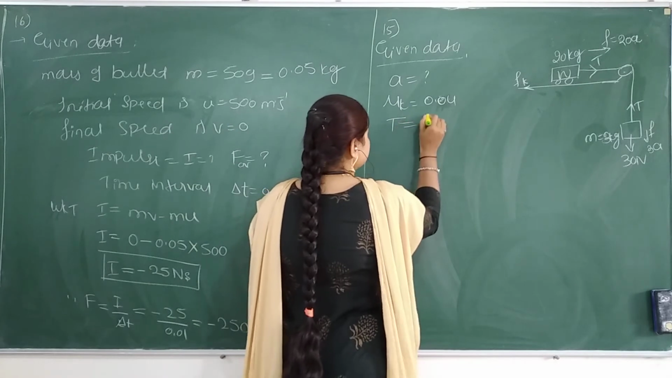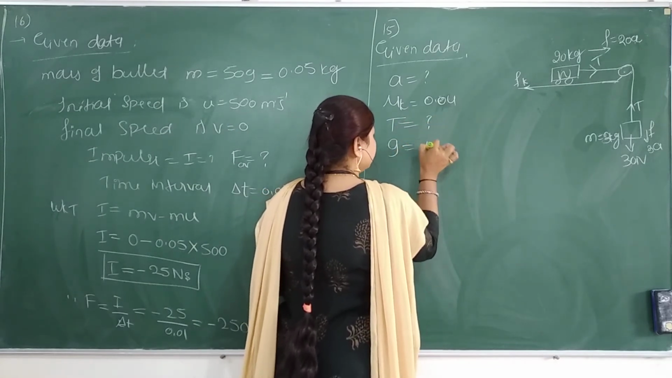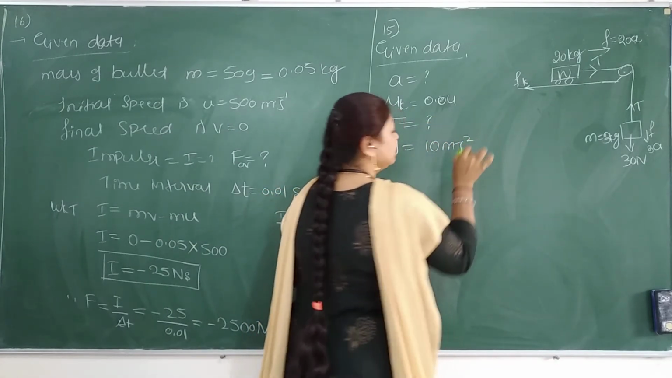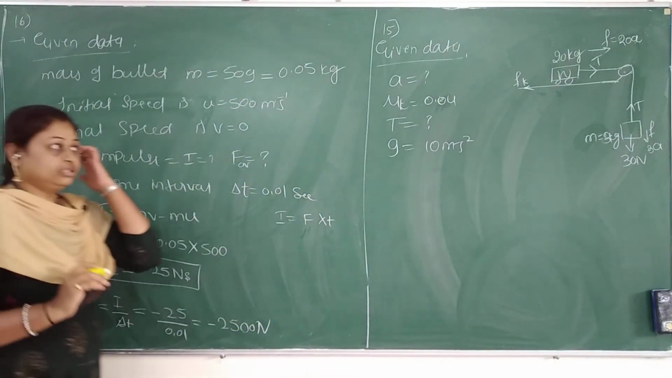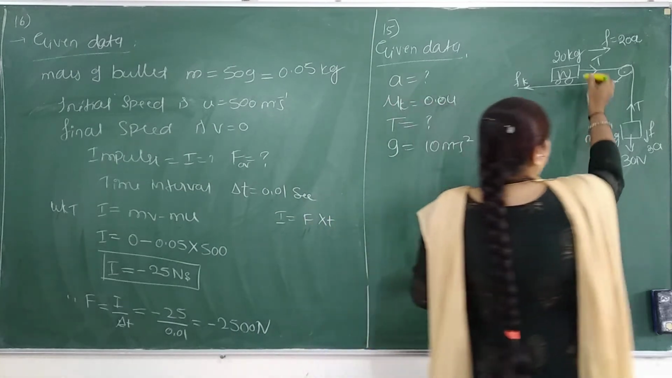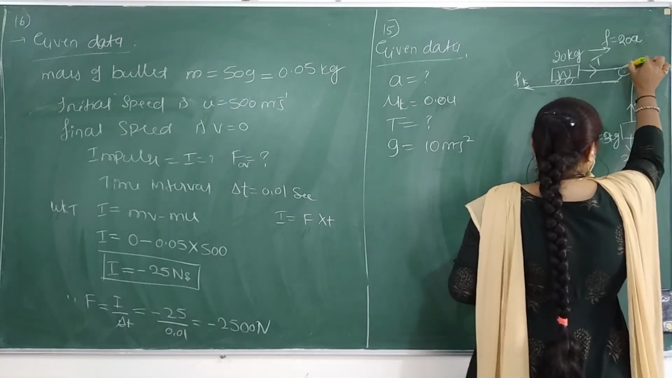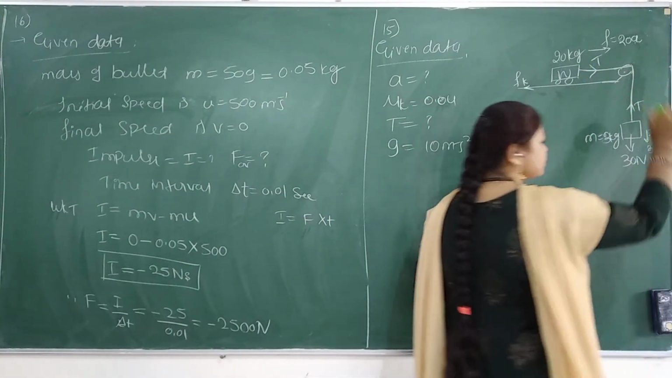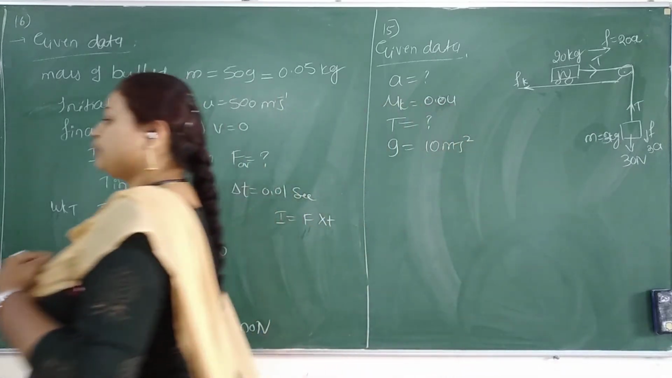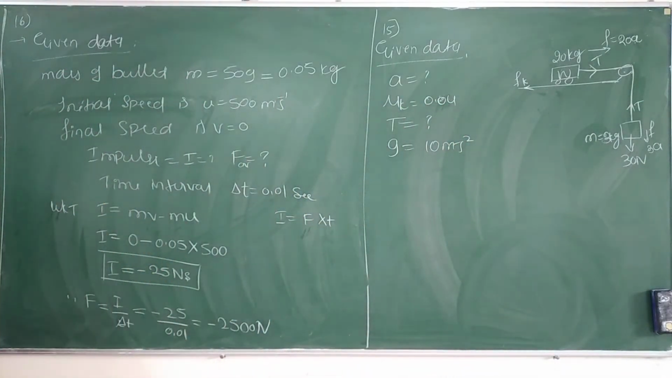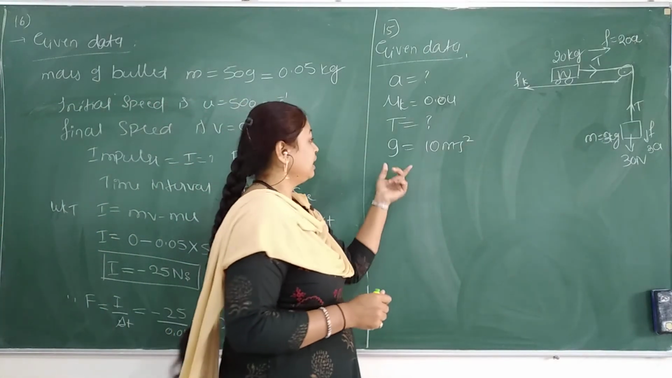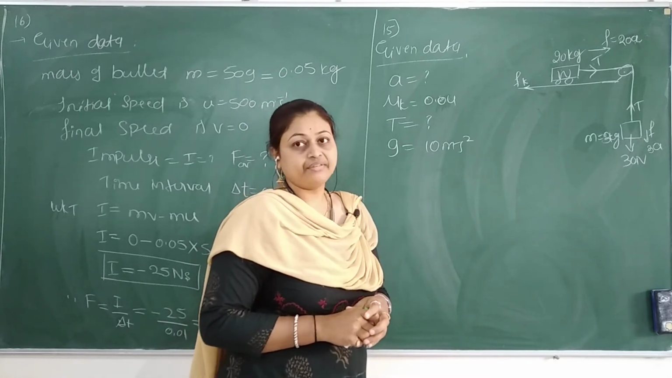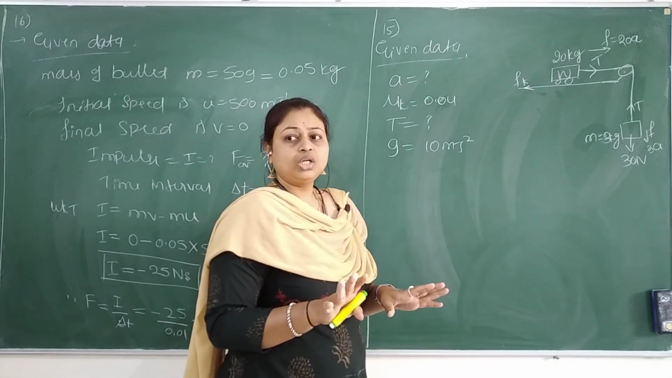That is T is equals to question mark and the g is given 10 meter per second square and you have to neglect the mass of the string. There is a string. Where is? This is the string. You have to neglect the mass of this string. Problem is understood? So you have to calculate a acceleration. You are given only two things. One is coefficient of friction and acceleration due to gravity. Ready now? All of you?